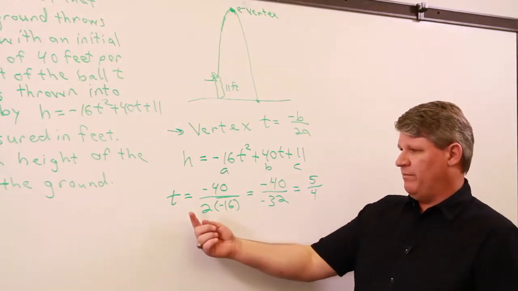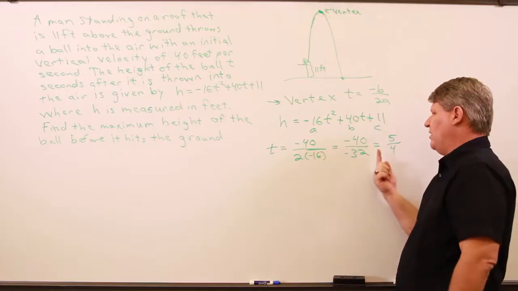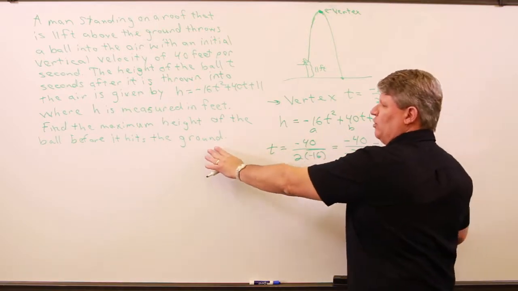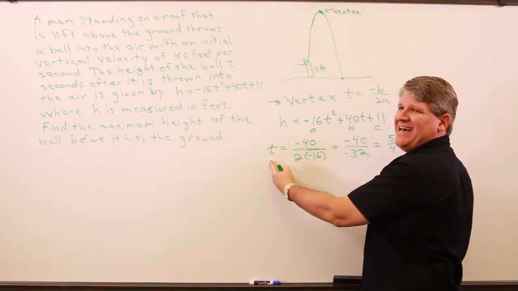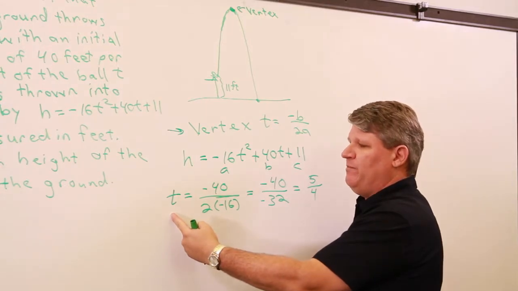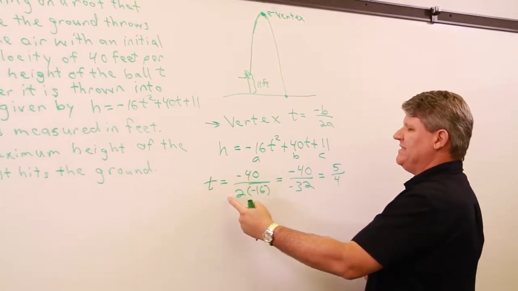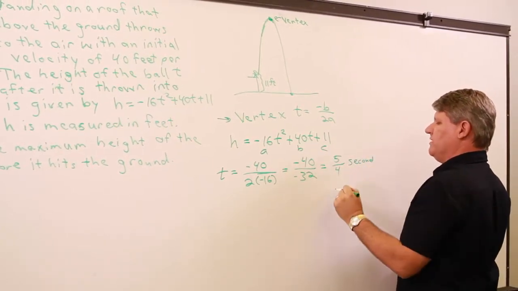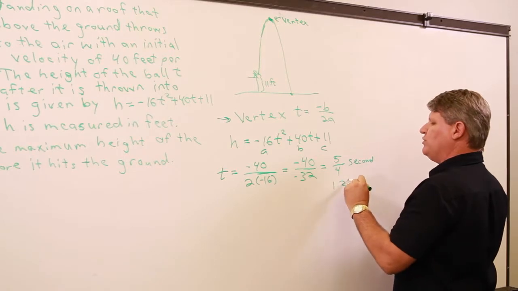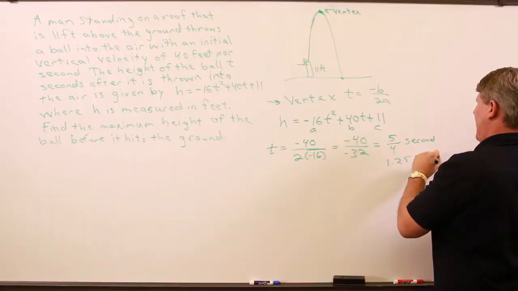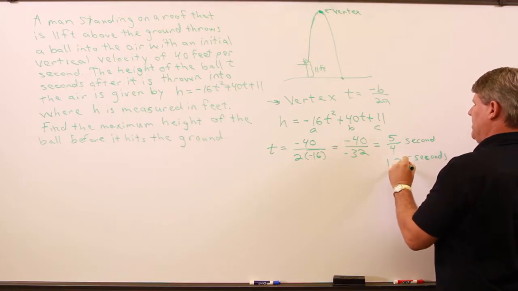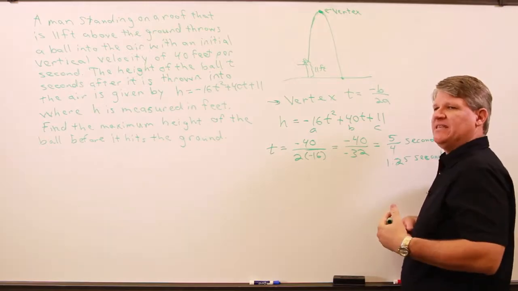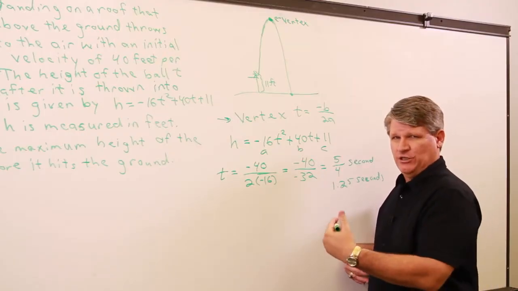Now, the one thing you have to remember is that this formula only gives us half the vertex. And in this case, it's not giving us the half that we're finally looking for. T represents time. So what we've basically found out so far is that 5/4 of a second, or again, if you want to talk about decimals, 1.25 seconds after the ball has been thrown into the air is when it will hit its maximum height. But that does not tell me how high the ball actually traveled.